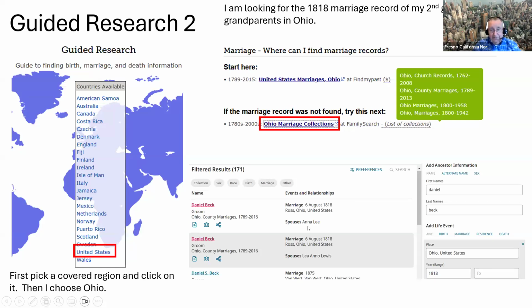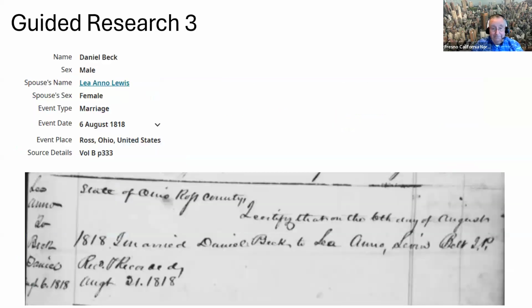One of them says the wife is Anna Lee, which is a mistranscription. And the other one is to a Leah Ono Lewis, which is also a mistranscription. And this is why you always want to go look at the original record. So we'll take that second one. And you notice they're on the same date. They're the same record in 2 different databases. So I told you they can be found in multiple places. So we'll go look at the second one.